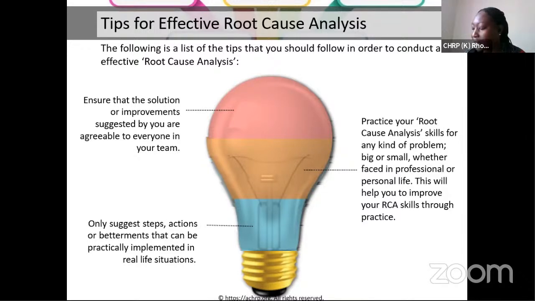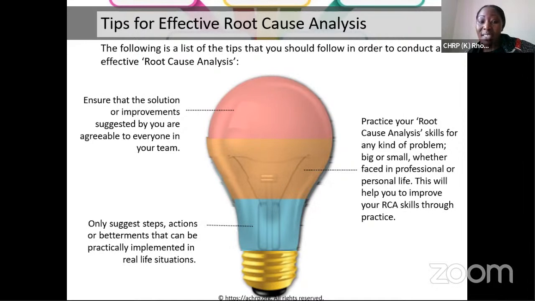Then the third point I'll say, ensure that the solution or improvements suggested are agreeable to everybody in your team, because you could be the facilitator trying to push a solution, but there are some dissenting voices and you have not been able to build consensus. And I've actually shown you how to build consensus. So ensure that the solutions or the improvements you're suggesting, as the facilitator or the lead, are agreeable to everyone in your team, because the implementation and the buy-in will become very easy. Then the other issue I'll mention, suggest steps.